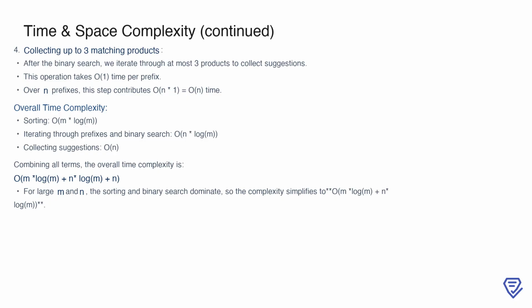Now, combining these components, sorting the products list, iterating through prefixes, and collecting suggestions, the overall time complexity becomes O(M log M) for sorting, O(n log M) for binary search over all prefixes, and O(n) for collecting suggestions. When we combine these terms, the total complexity is O(M log M + n log M + n). For large values of M and n, the sorting and binary search terms dominate, so the time complexity simplifies to O(M log M + n log M).